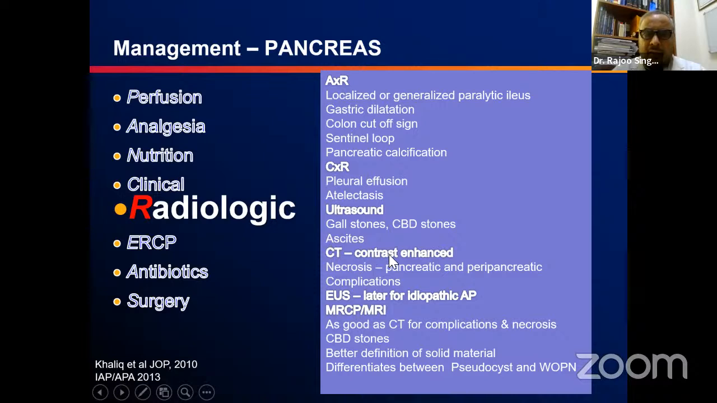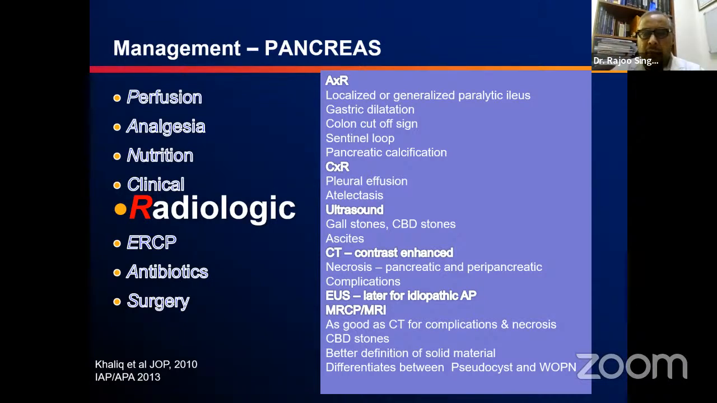Then we can get a contrast enhanced CT, which will show necrosis. How is necrosis picked up? IV contrast is given. Wherever there is microcirculation, the contrast will go. Wherever the microcirculation is disrupted in the pancreas due to a very severe attack of pancreatitis, the contrast will not show. So basically, we are able to pick up the amount of necrosis in a patient on a CT scan.